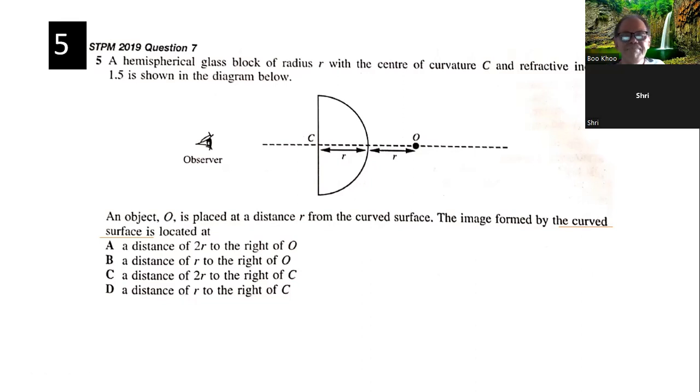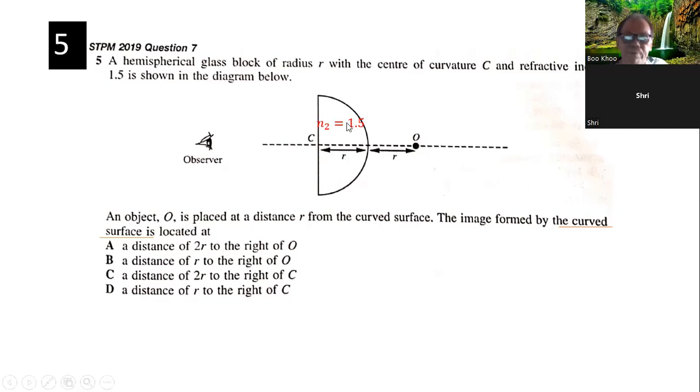What's the answer? I tried to be too clever. I thought it was a whole glass block, so I got the wrong answer. Yep. Ken? This one I don't know, sir. Right, still very weak.